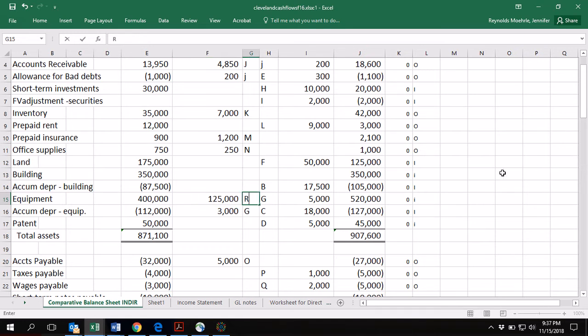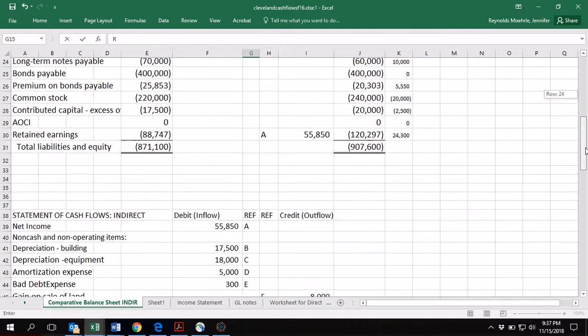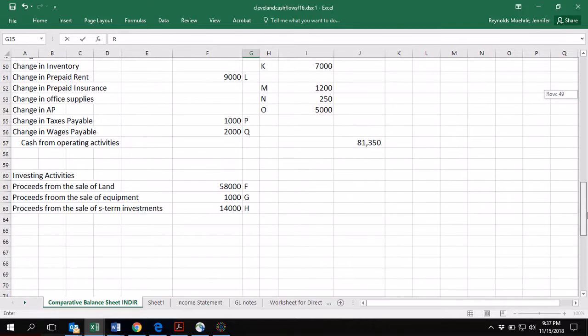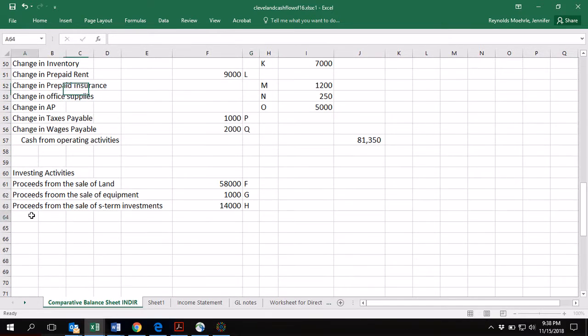This was actually item R is where we were. So this is going to be purchase of equipment. That's a cash outflow, right? That makes sense. You can also say, oh yeah, and it was a debit up above in the middle column, so it must be a credit down below when we get to the actual statement.